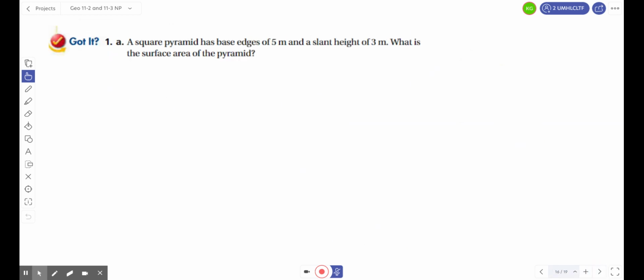All right, here's one for you to try. A square pyramid has base edges of 5 meters and slant height of 3 meters. What is the surface area of the pyramid? Give that one a try, and we'll have the answer for you soon, and then we'll look at cones.